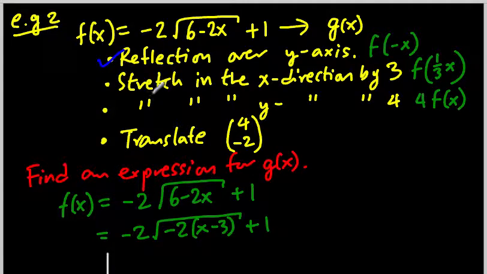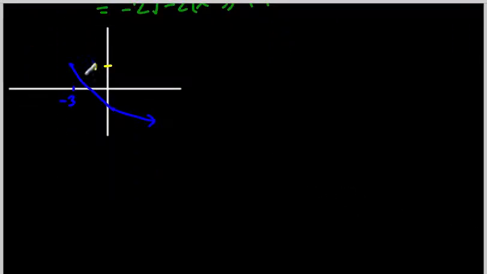So we've taken care of the reflection. The next thing we need to take care of is the stretch in the x direction by 3, which means all the x values get multiplied by 3. So if all the x values get multiplied by 3, then this negative 3 here will end up being negative 9, and that 1 stays put. So it stretches in the x direction, and it just looks kind of like this, okay?